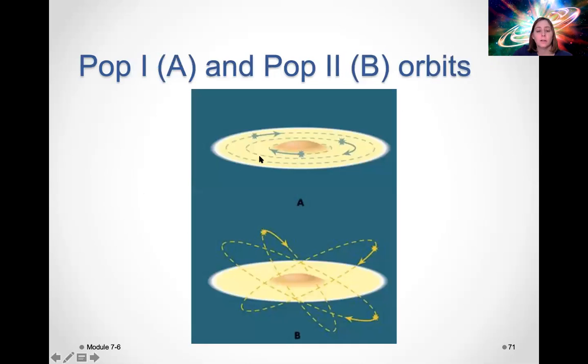You've seen this picture before, this is just jogging your memory. So this would be population 1 stars, and these dotted arrows over here would be the population 2 stars.